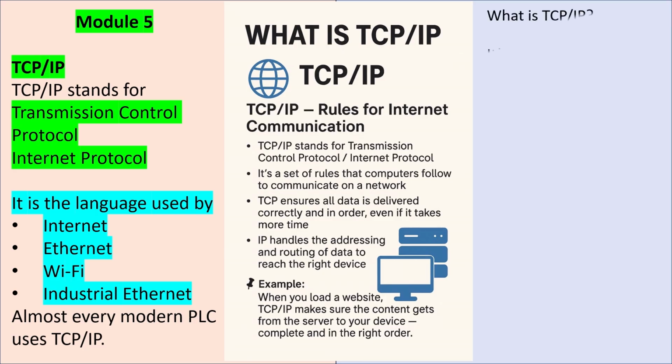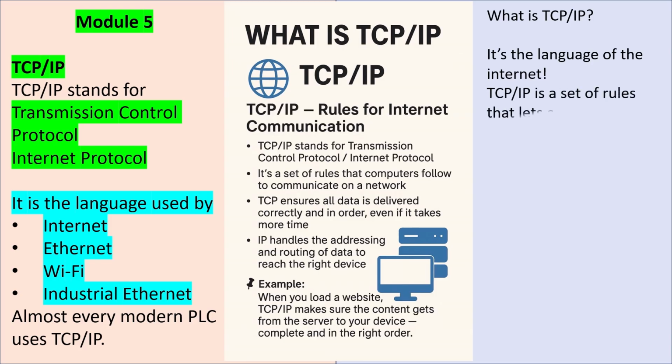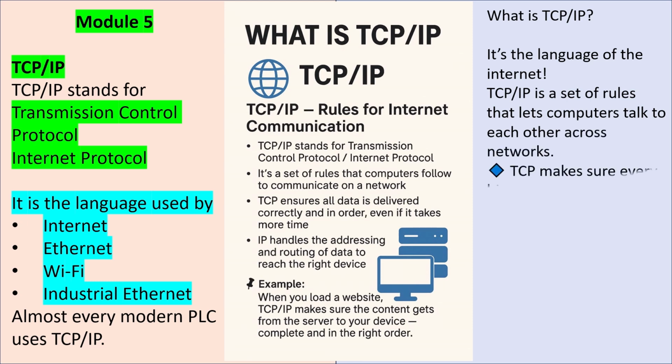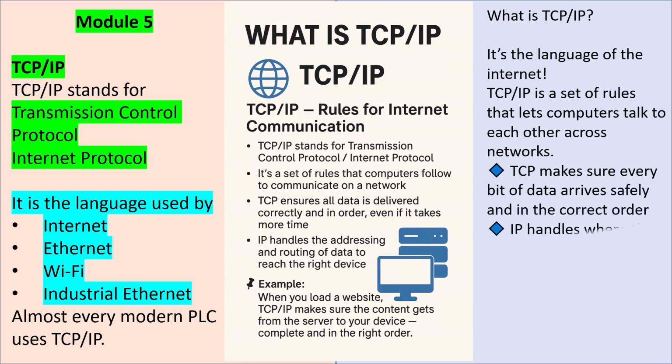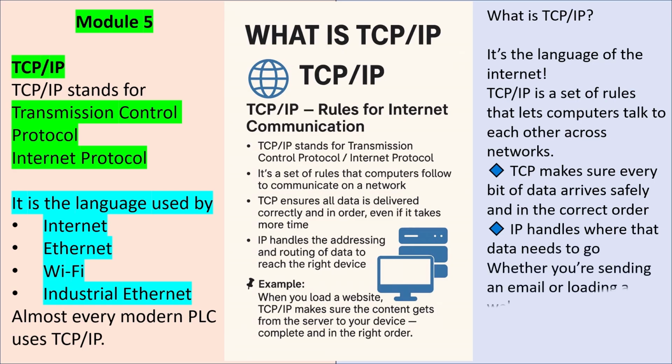What is TCP-IP? It's the language of the Internet. TCP-IP is a set of rules that lets computers talk to each other across networks. TCP makes sure every bit of data arrives safely and in the correct order. IP handles where that data needs to go, whether you're sending an email or loading a website. TCP/IP is working behind the scenes.